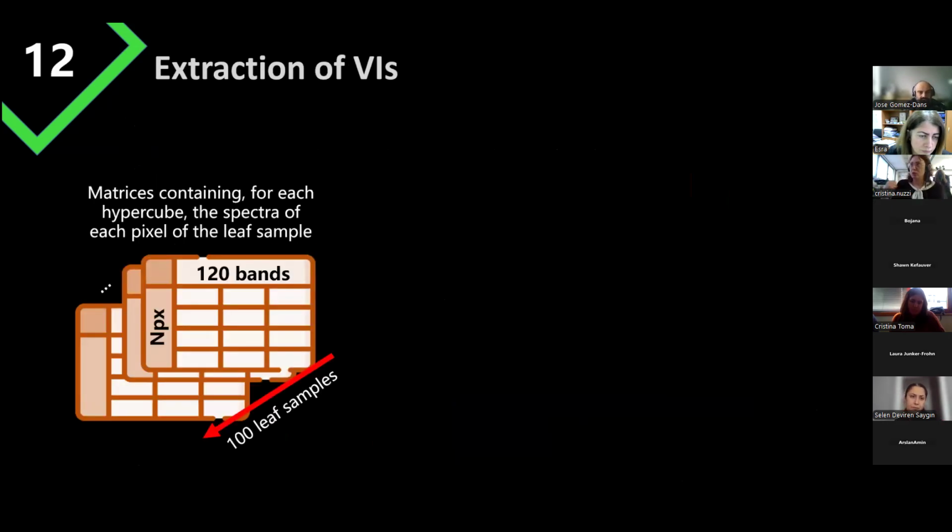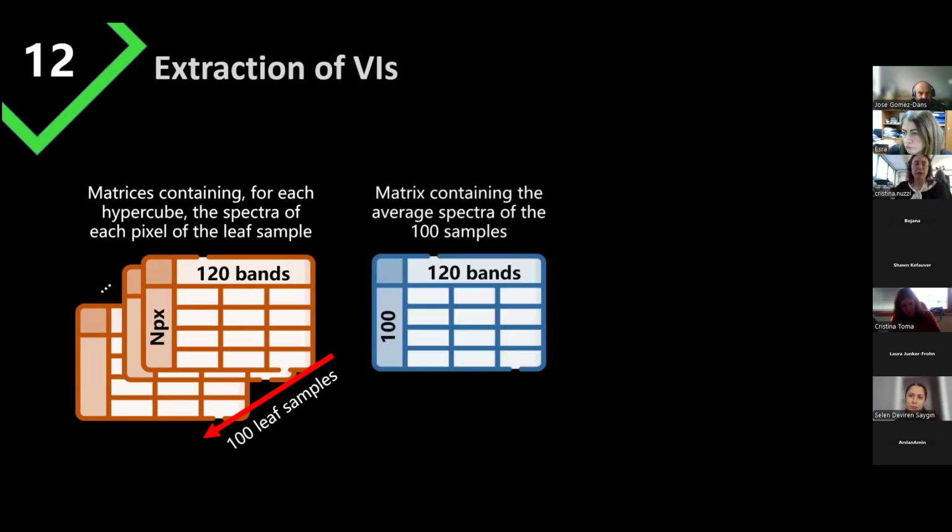Just to recap what I said before, I acquired 100 samples, so 100 hypercubes. I've collected a matrix for each according to the dimension of the leaf. Then from these matrices, I computed just one. For each row of this new matrix, we have the average spectra of the leaf samples. So from the orange matrices, I computed the mean, the average spectra, and I put it on the rows.